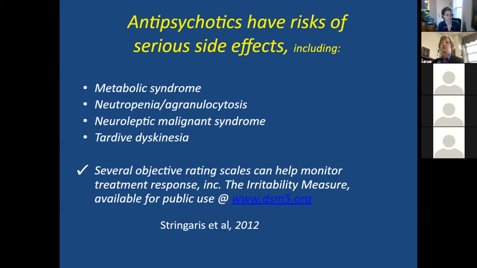If you do use them, you try to use them short term if at all possible, and try to taper, either find something else or hope that things have improved due to other interventions, which will allow for the tapering and hopefully discontinuation of these medications at some point. Next slide.